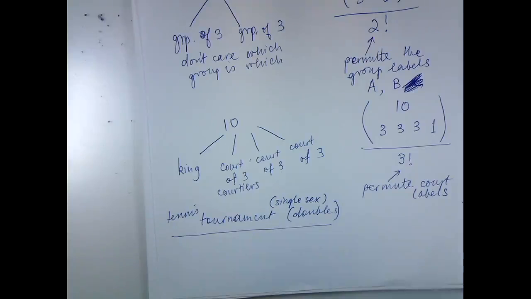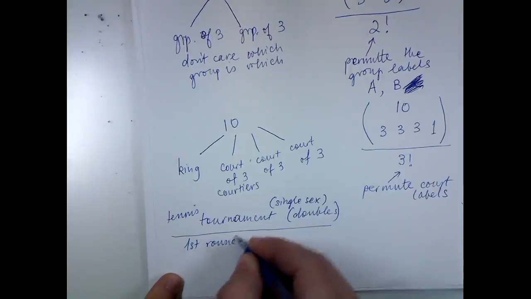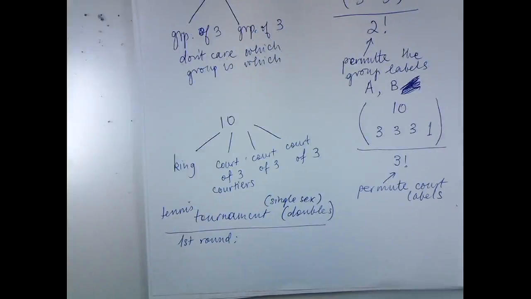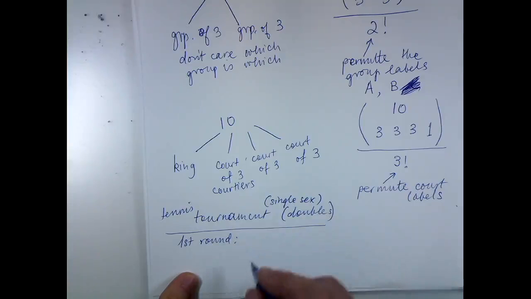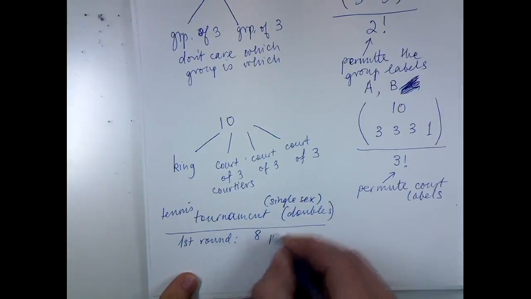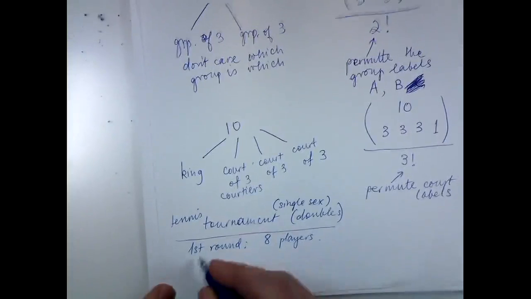Now, we could go all out and have 7 rounds, but I'm not going to do that. I'm just going to do the first round. Everyone plays each other. Can you see this? So the first round, how many players do I have? Let's just say I have 8 players, so this is a very small tournament. There's only going to be two matches in the first round and 1 match in the second round. So that's a short tournament. The principle generalises.